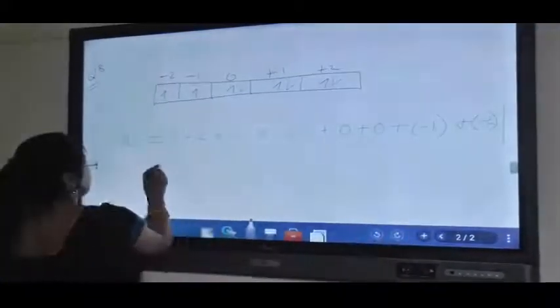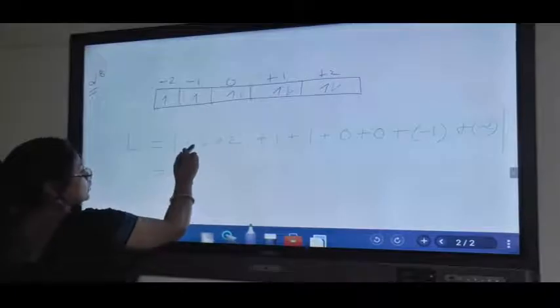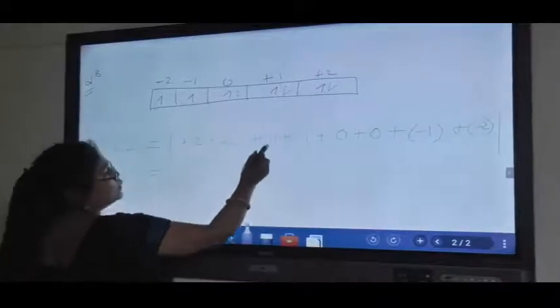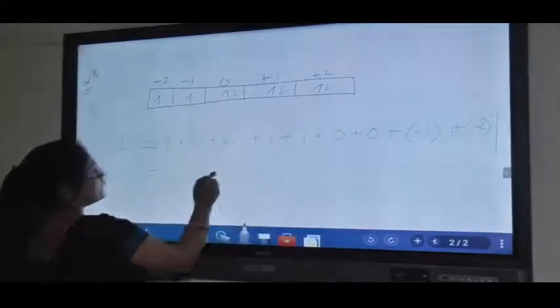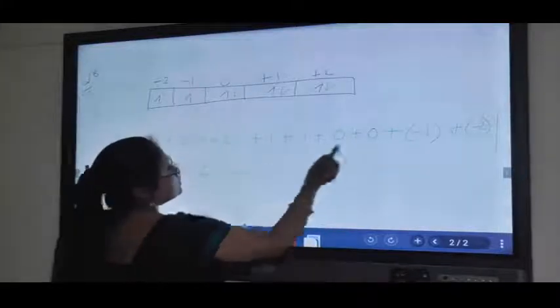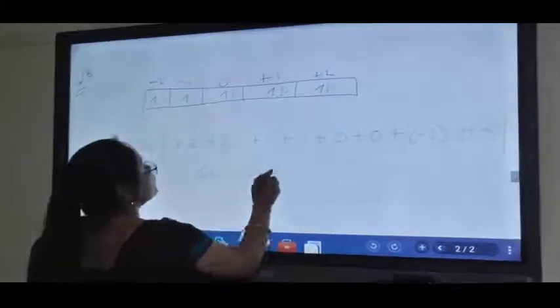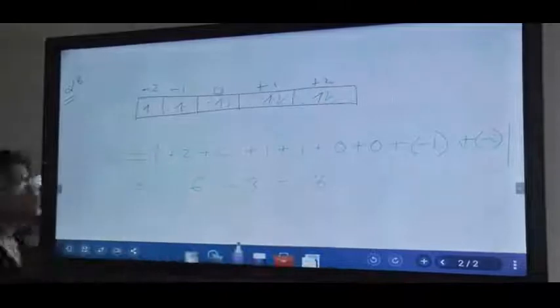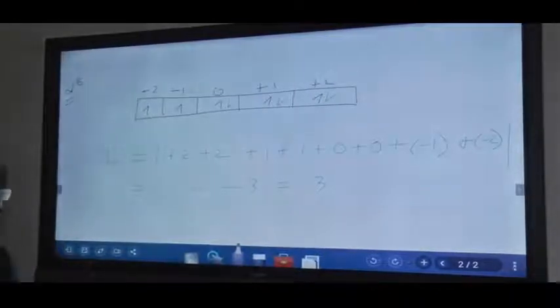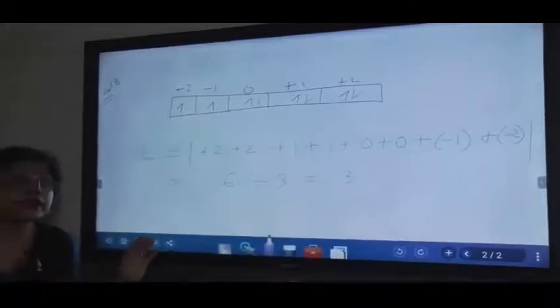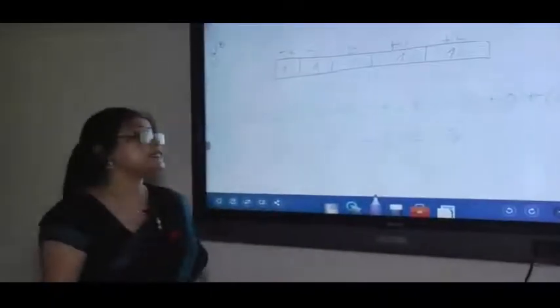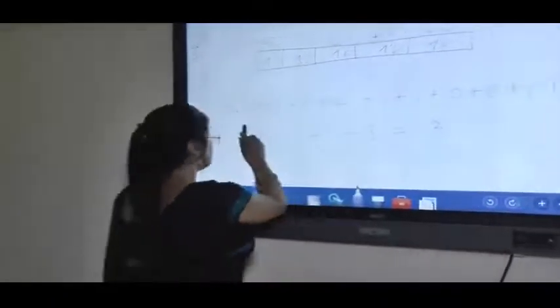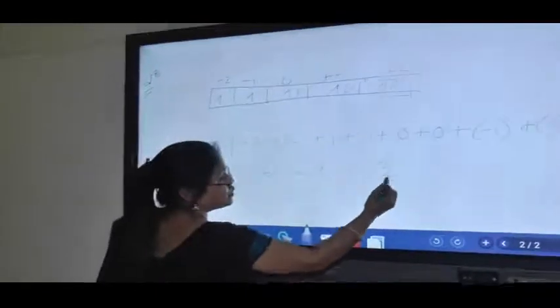What will be the value then? 2, 4, 5, 6. There will be +6, and this will be 2, 1, 3. So, this will be 3. This is the most comfortable arrangement for the 8 d electrons. You see, the total L value comes out to be 3.